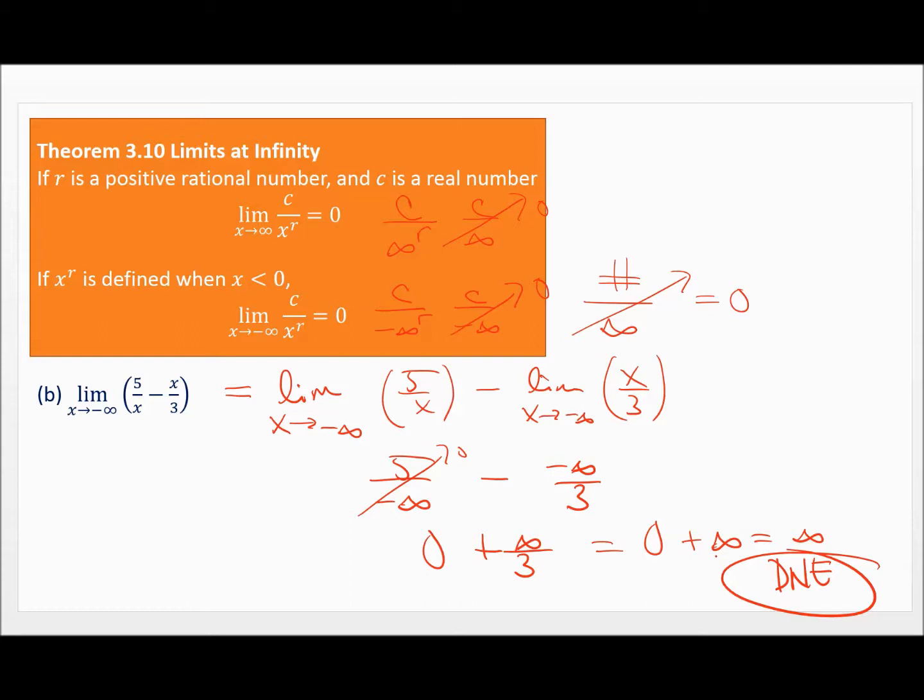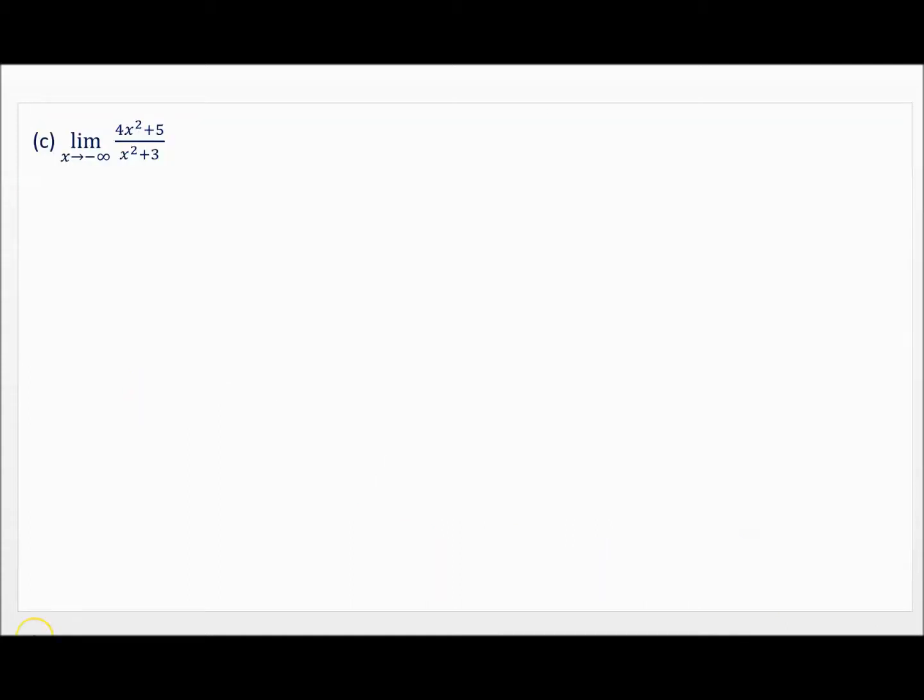This limit does not exist. By the way, to throw out lots of terminology, think about what this is. This is an infinite limit at infinity. It's both of them, right? We got infinity as an answer, and we're taking the limit as x goes to negative infinity. There you go. All right, so here's a third example, C.